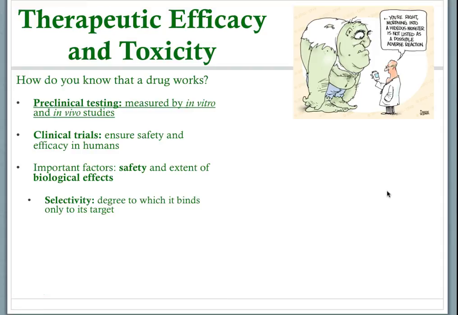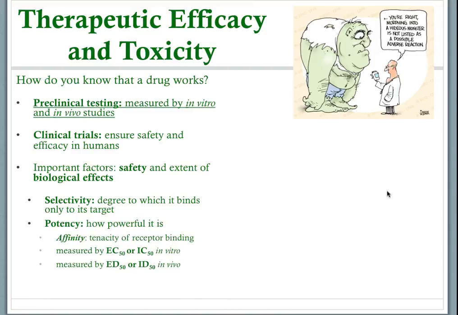And selectivity really will break down for most drugs at some point, and that point is when you give too much of it. So the more you increase the concentration of a drug, no matter what drug it is, it's going to start binding non-selectively to other things. And a lot of times this is what we refer to as side effects. It's non-selective binding to other types of things that produce different effects other than the one we're trying to achieve. So selectivity is important.